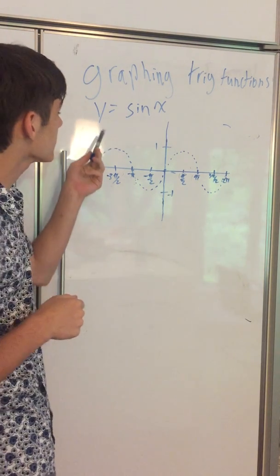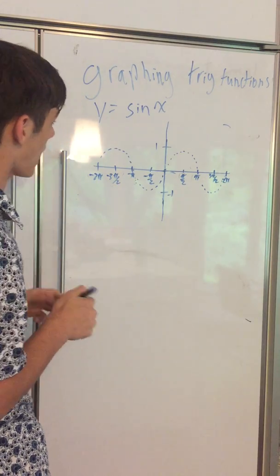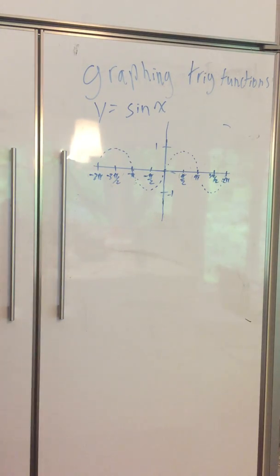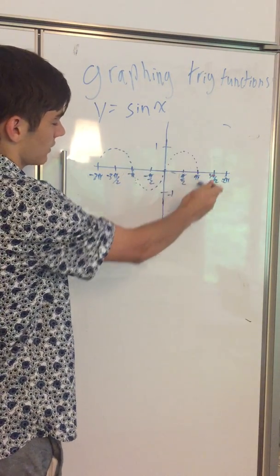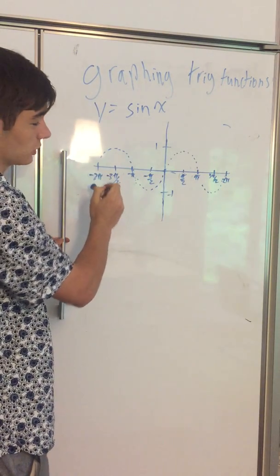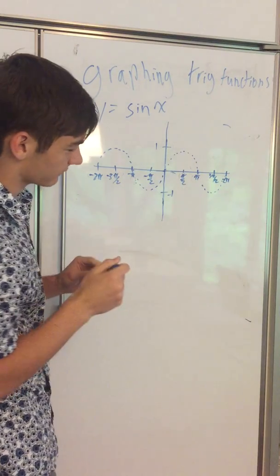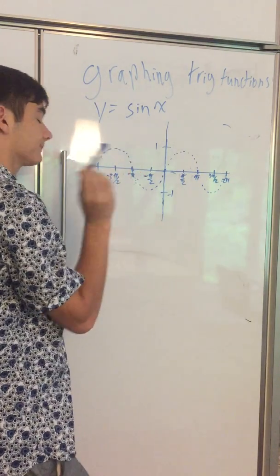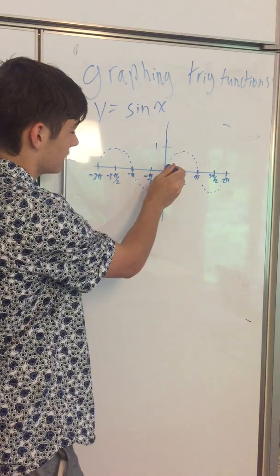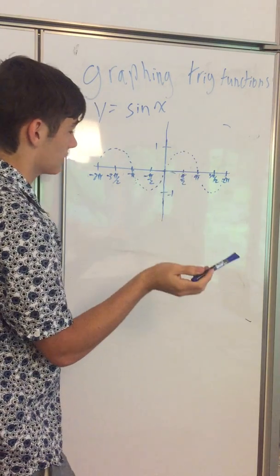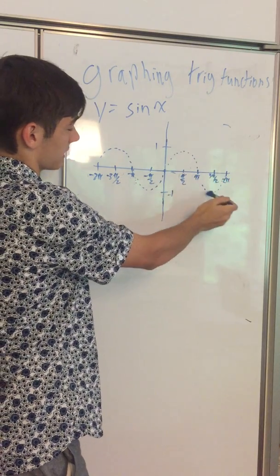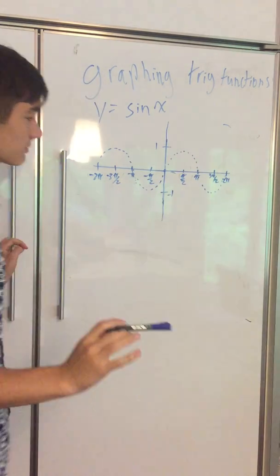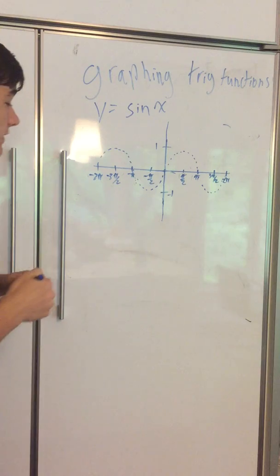Okay, so when graphing the function y equals sine x, you get a graph that looks much like this dotted line, where it looks much like a wave. So for this function, the graph starts at (0, 0), and then it goes up and goes down. There are a couple of terminologies that you have to know for this graph.